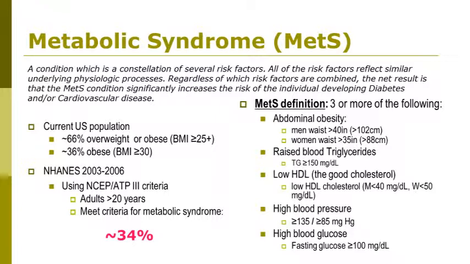It's defined as 3 or more of the following 5 aspects: abdominal obesity, high triglycerides, those circulating lipids, low HDL, the good cholesterol, high blood pressure, and high blood glucose. So all of these different metabolic factors, it only takes 3 of those. What we usually see is somebody with abdominal obesity, often high blood pressure, and then either triglycerides or glucose.